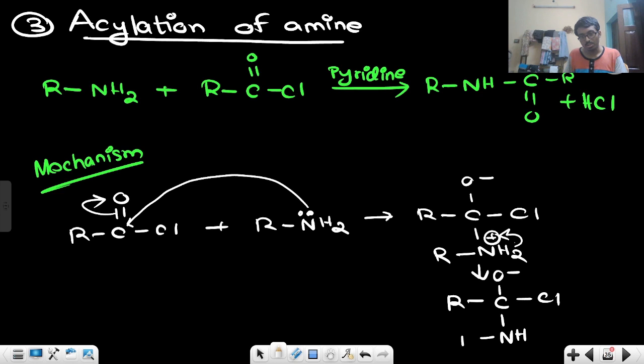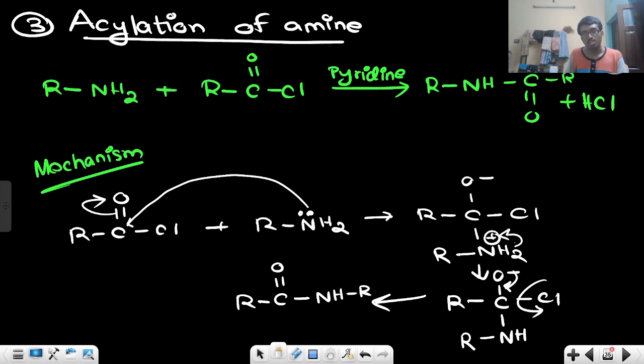Understood? Now this minus comes down here and this gets eliminated. So what am I forming? R C double bond O NH R. This was the product. Did you understand? Cl eliminated here and H eliminated over here. So the total forming is HCl. So plus HCl. Is the mechanism very difficult?